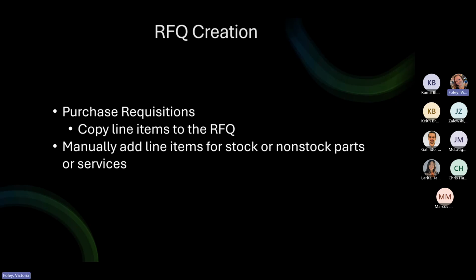The RFQ can start two different ways. When you create the RFQ, you can copy line items directly from a purchase requisition, and it will pull any information that you have already, or you can manually just add your lines for stock or non-stock parts or services.